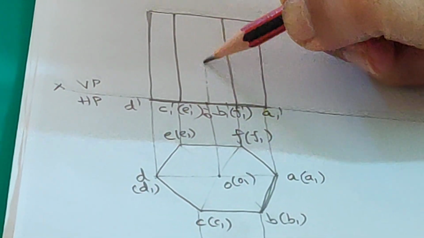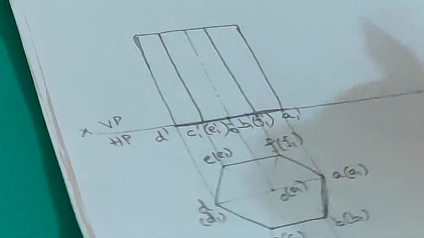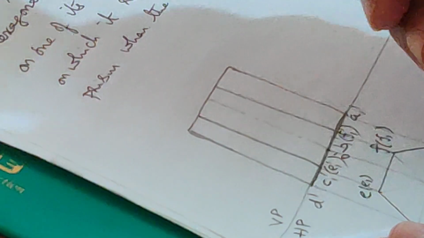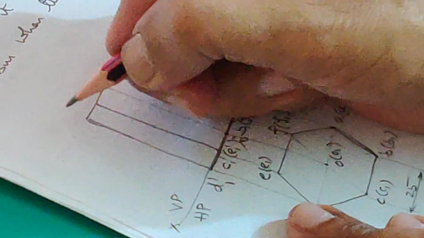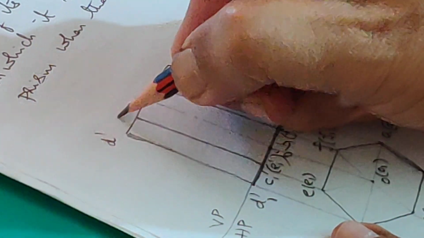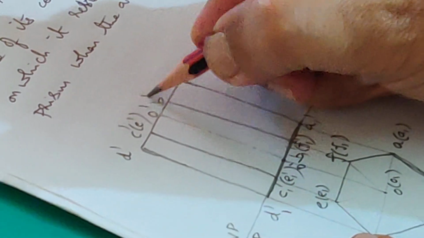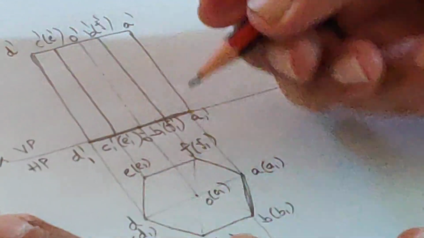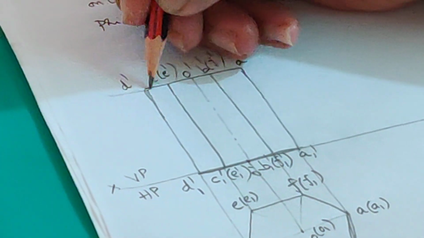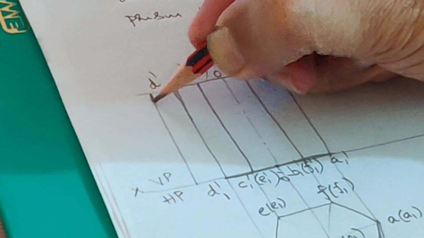The axis will be drawn as a chain line, that's a thin line. You can mark the points. This is D1 dash, D dash, C dash, E dash, O dash, B dash, F dash, and A dash. Show the dimension. The height is 50.